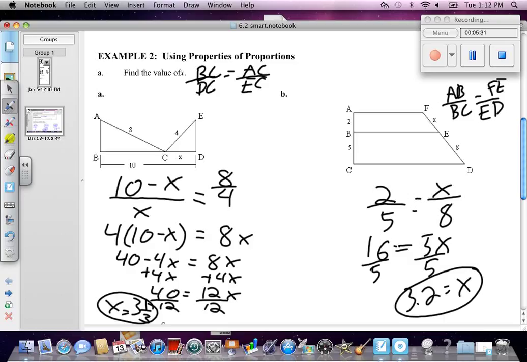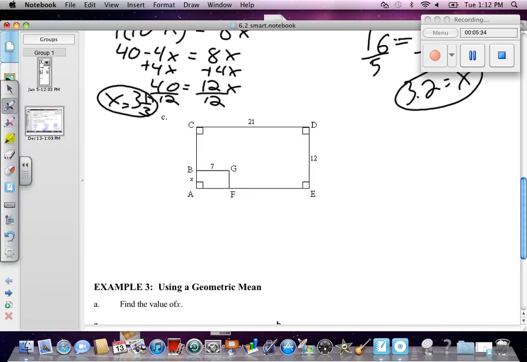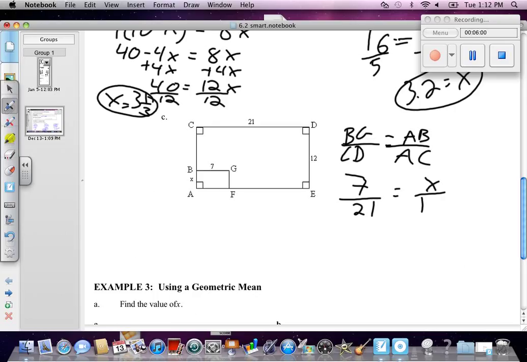All right, let's move on. So we've got C, which is BG over CD equals AB over AC. B to G is 7. C to D is, what is it? Okay. A to B is X. A to C is 12, because it's a rectangle, it has to be the same on the other side. Okay, so we cross multiply and we get 84 equals 21x. Divide both sides by 21 and x equals 4.